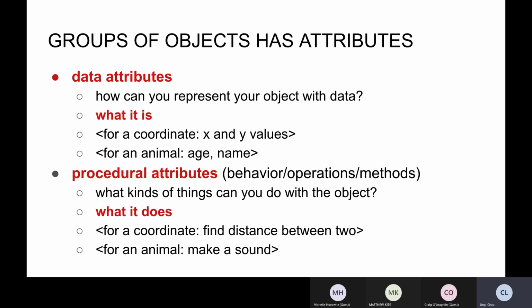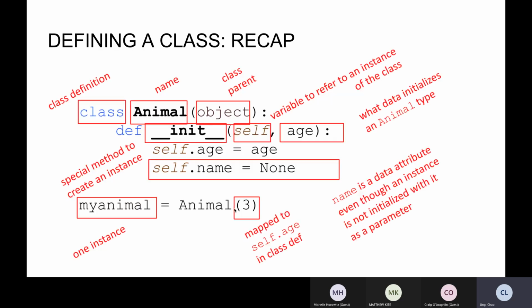So again, to review our previous examples, a class has data attributes and procedures. With the data attributes, you can represent the object with data. For the coordinate, it's X and Y. For the animal, you can give the name and age and skin color and other things. And then it's a bunch of methods. Like for coordinate, you can define a distance. For animal, make a sound.